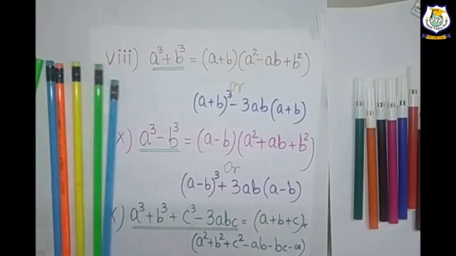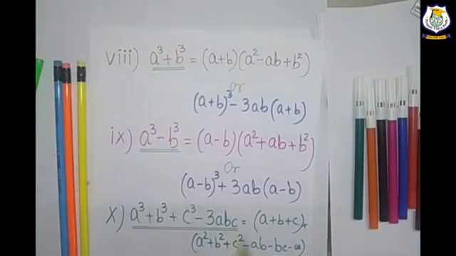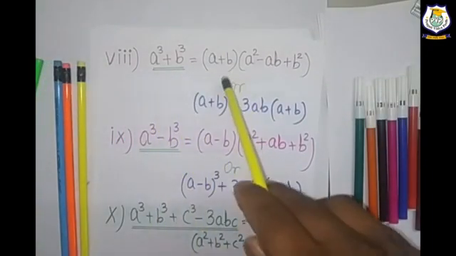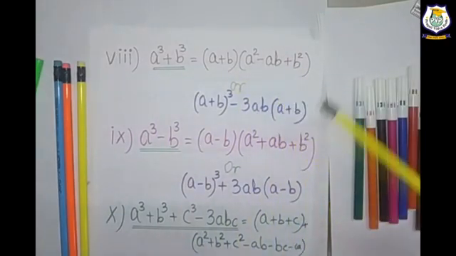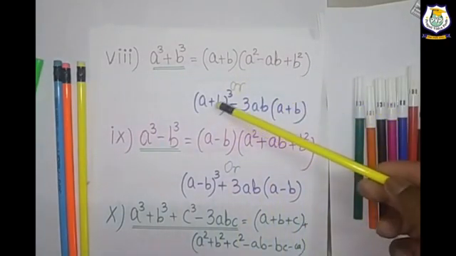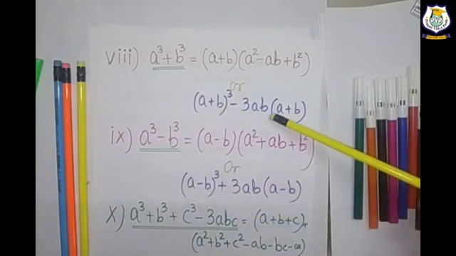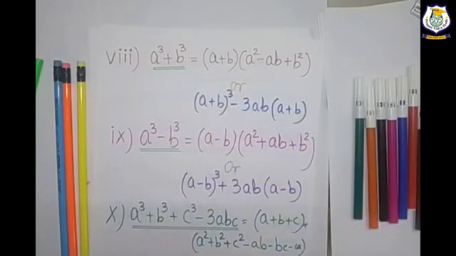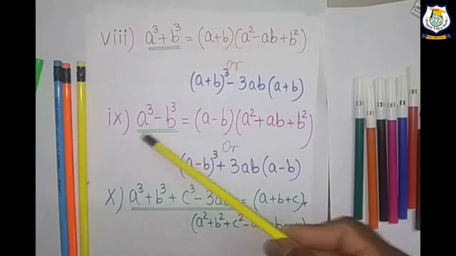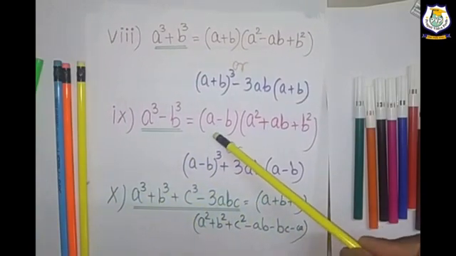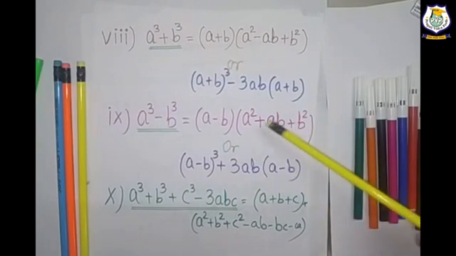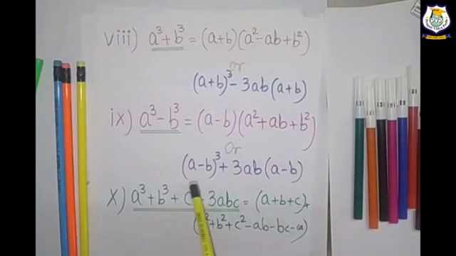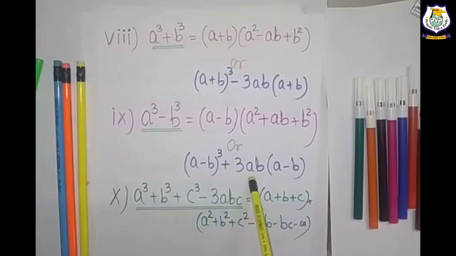The next identity we have is a cube plus b cube, which is equal to (a plus b) into (a square minus ab plus b square). This can also be written in that format, that is (a plus b) whole cube minus 3ab into (a plus b). Next identity is a cube minus b cube, which is equal to (a minus b) multiplied by (a square plus ab plus b square). This can also be written in that format, that is (a minus b) whole cube plus 3ab into (a minus b).